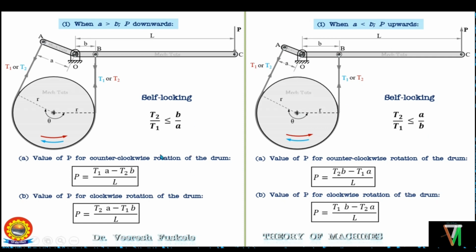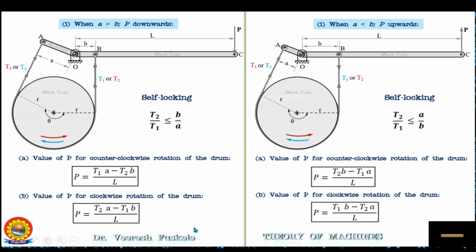Now, having seen all these relations, we should now discuss the effectiveness of the differential brake. The brake is said to be more effective when maximum braking force is applied with the least effort P. For case 1, when A is greater than B and P is applied in the downward direction, the effort P required is less when the rotation is clockwise, assuming that the brake is effective.